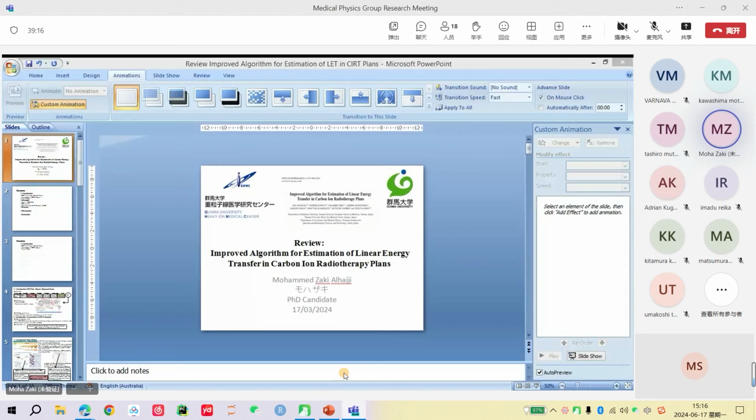So starting with the introduction, the history of carbon ion radiotherapy began in 1940 when Dr. Robert Wilson proposed the use of fast protons, and then going back to 1956 in the United States, where the first treatment of heavy ion began.